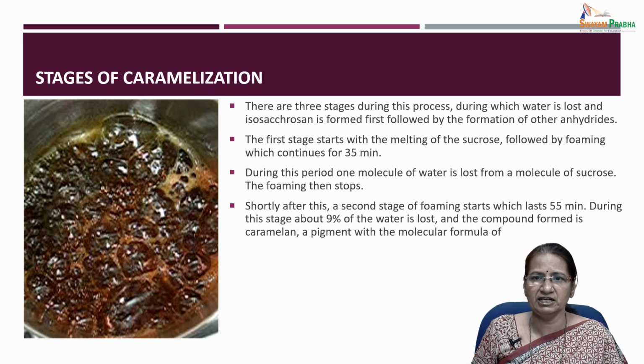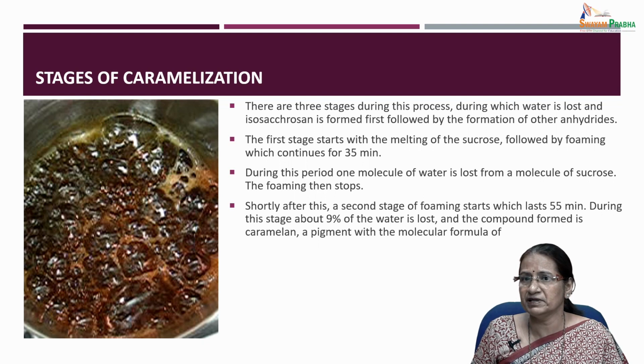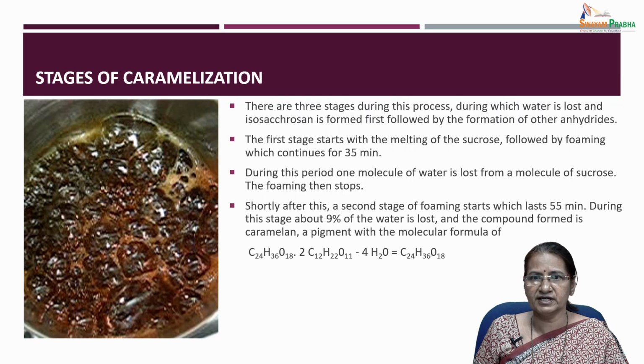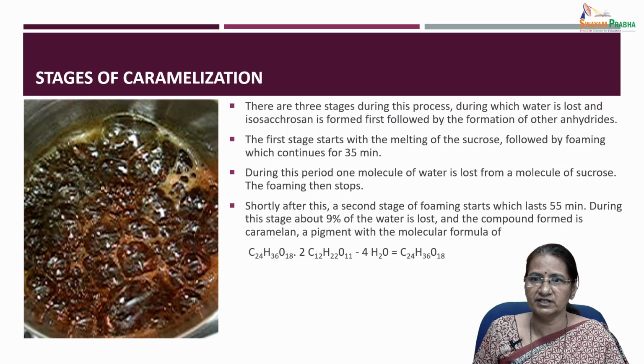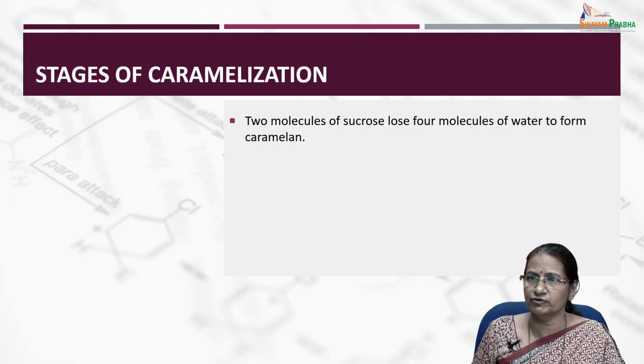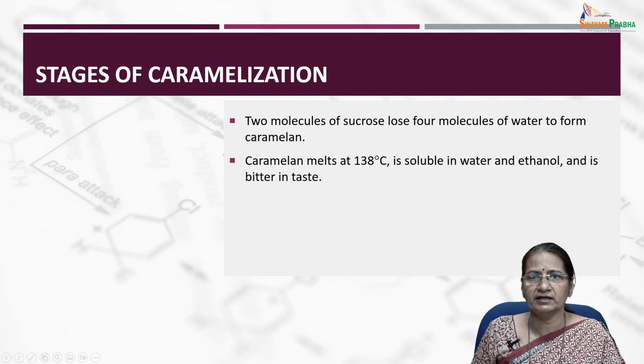During this stage, about 9% of the water is lost, and the compound formed is caramelan, a pigment with the molecular formula C24H36O18. 2 C12H22O11 minus 4 H2O is equal to C24H36O18. Two molecules of sucrose lose 4 molecules of water to form caramelan. Caramelan melts at 138 degrees centigrade, is soluble in water and ethanol, and is bitter in taste.